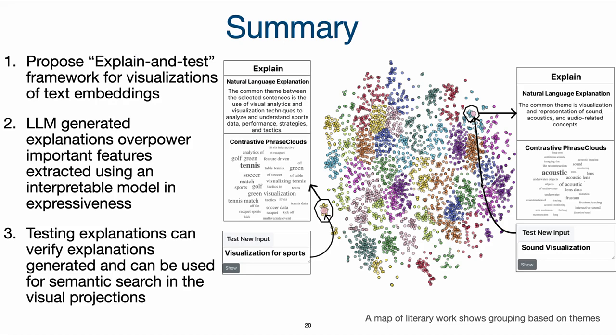In summary, we demonstrate our Explain and Test framework for exploring text embedding visualizations. Our qualitative results show that language model generated explanations are concise and informative and are far superior to an interpretable model in terms of expressiveness. Furthermore, testing an explanation provides a way to verify the language model generated outputs and can be used for semantic search in visual projections.